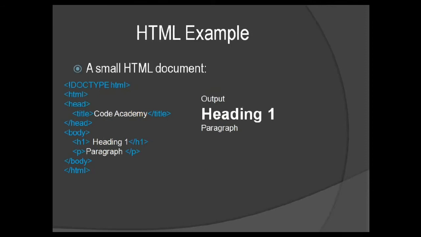Here is an example of HTML. Here are some codes and their outputs, like head, title and body, and heading tag and paragraph tags. These tags are used to develop a web page.